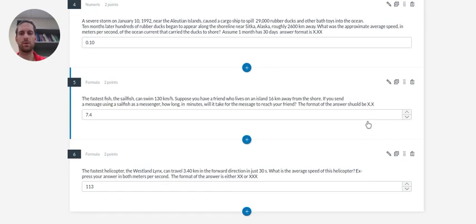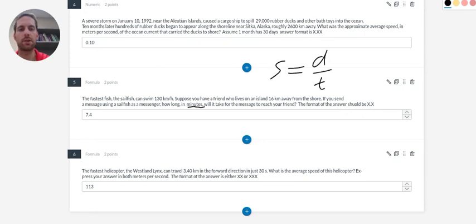All right, the last two are not so bad. This one, we have a time in hours, and they want it in minutes. First, speed is distance over time, and we want time, which is distance over speed. And from that, we can just put our value in, 16 kilometers over 130. That's going to give us our time.